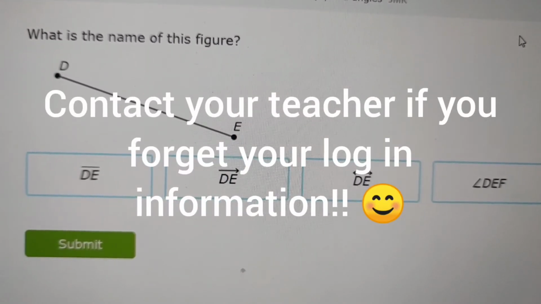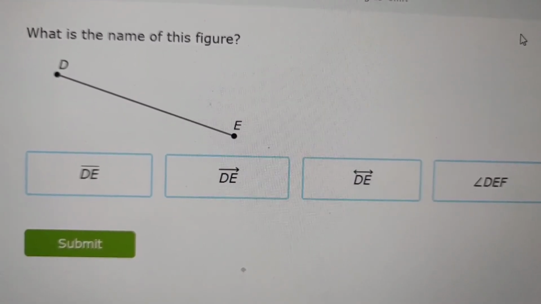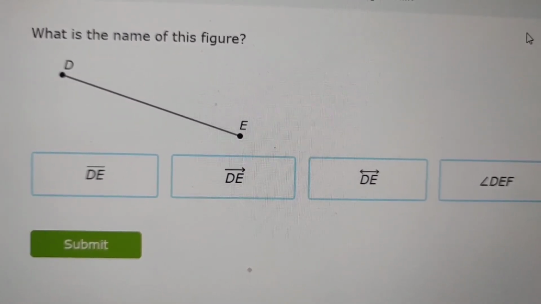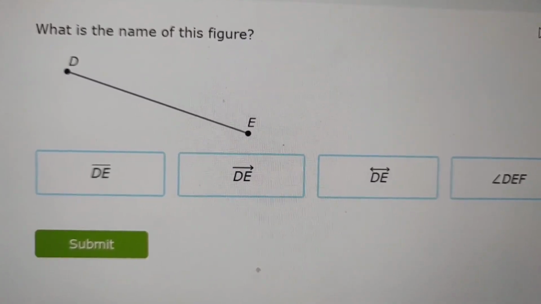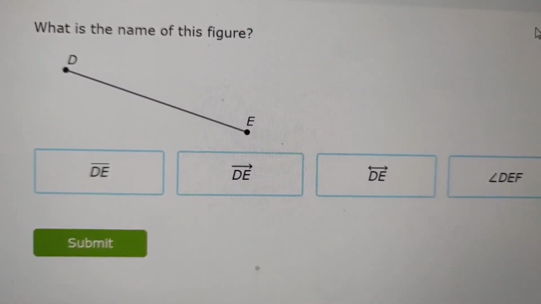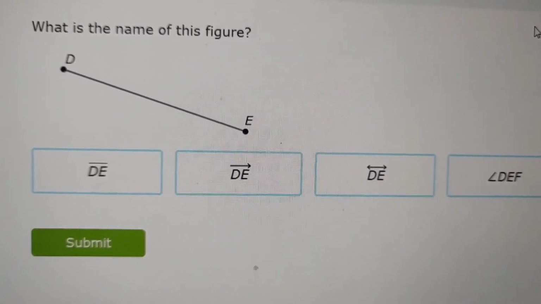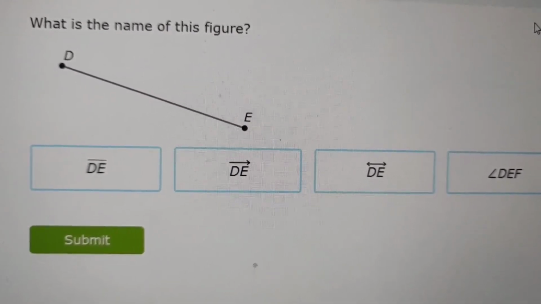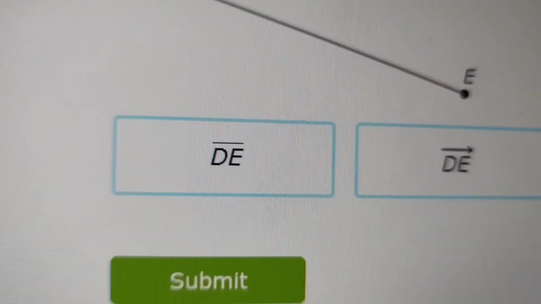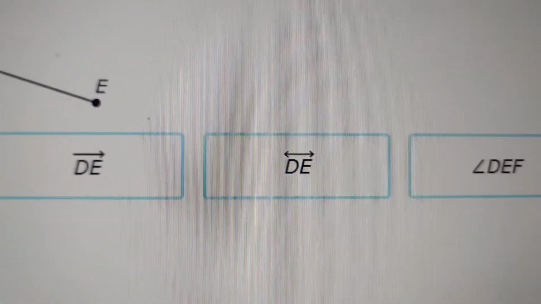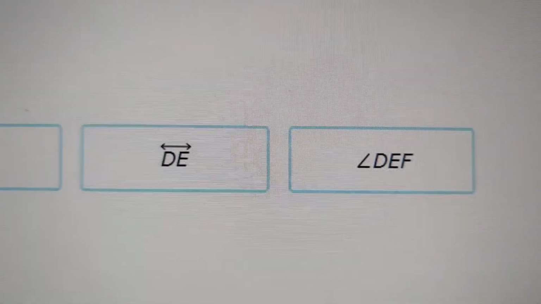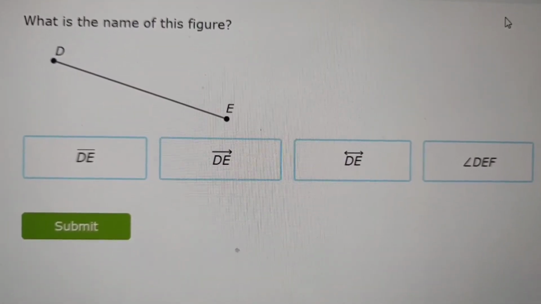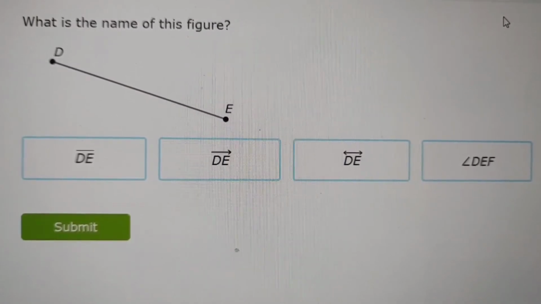This is still IXL 4th grade W4, points, lines, line segments, rays, and angles, but now we are naming them. So I noticed that this is a line segment. It starts at point D and ends at point E. What name would we give to it? Would it be that, or that? So think about it for a second. You should pause the video and then come back once you've made your choice.